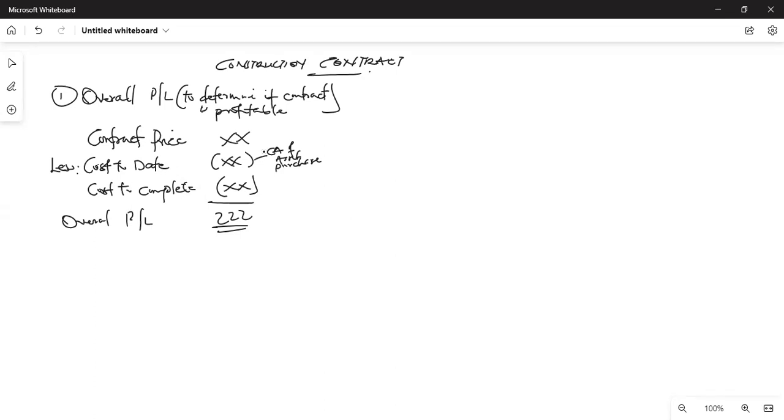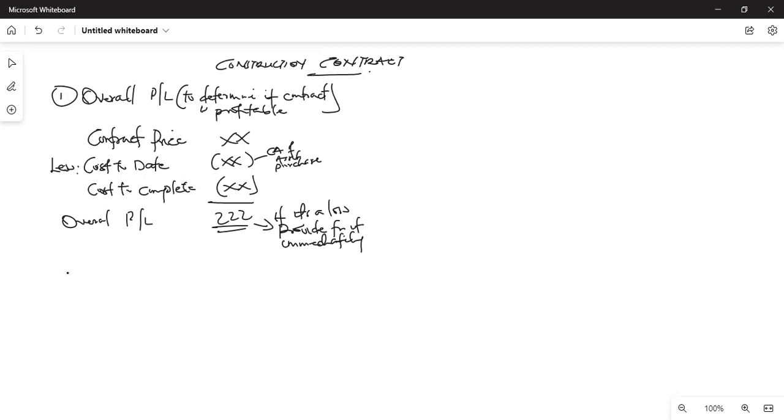Now, this one is to help you know if the contract is a profit-making contract or a loss-making contract. If it is a loss-making contract, like I said, if it's a loss, you have to provide for it immediately. All right, you have to provide for that loss immediately. All right, so that is that.